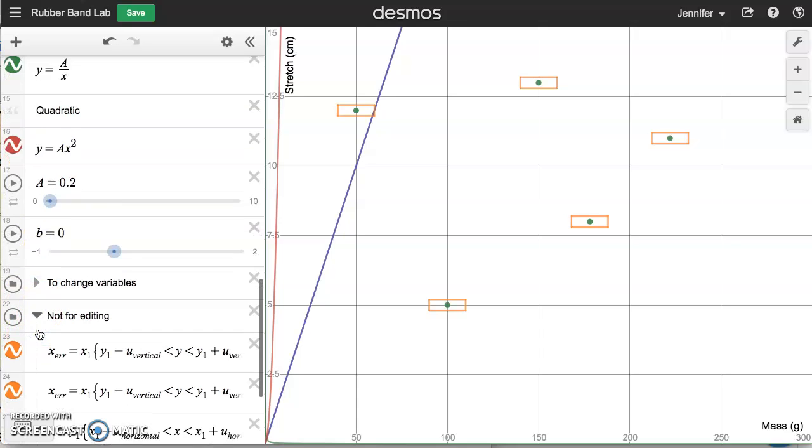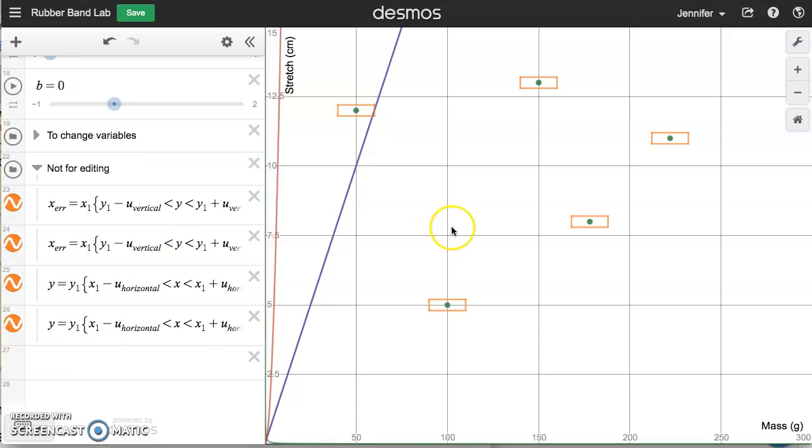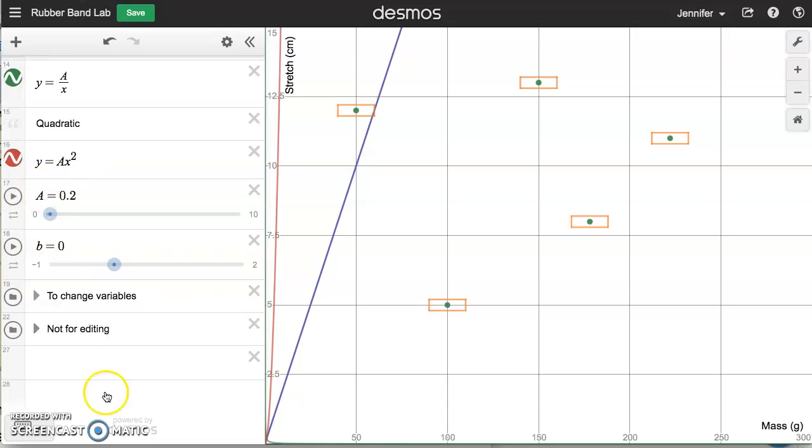And then this not for editing section is how Desmos creates the error bars. And if you're a fan of computer programming or you're just kind of curious, you can look at these and click on them if you want to, but if you break them, you'll need to make a new copy because they're kind of challenging to fix.